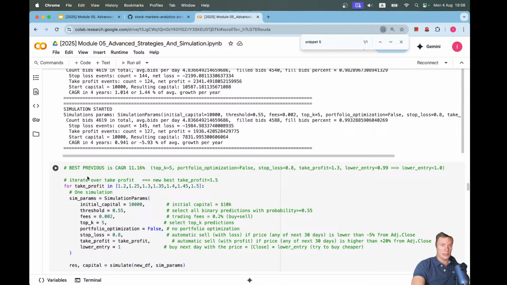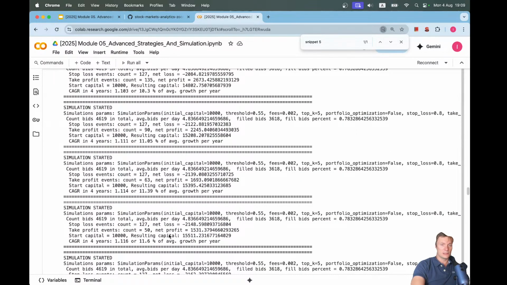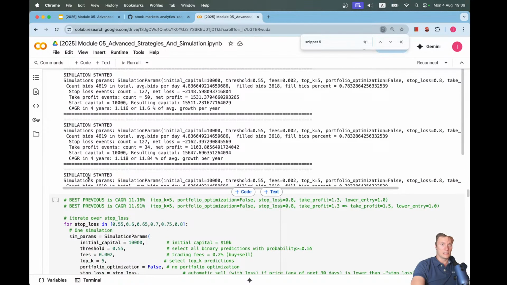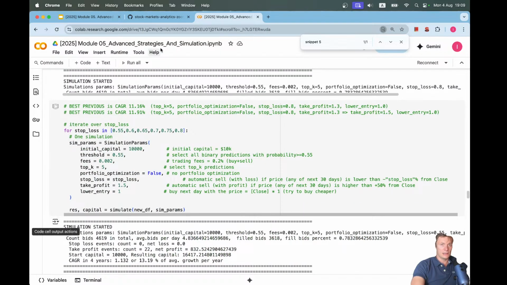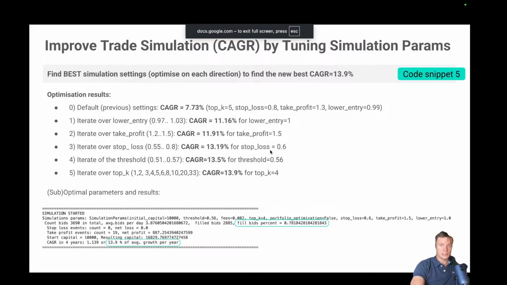And at the next stage I tried to optimize another variable, like take profit. Again, I found the best values, and finally I finished with these settings: threshold 0.56, top K equals 4, stop loss 0.6, take profit 1.5.